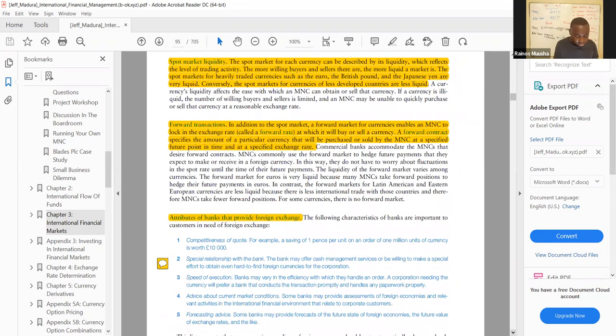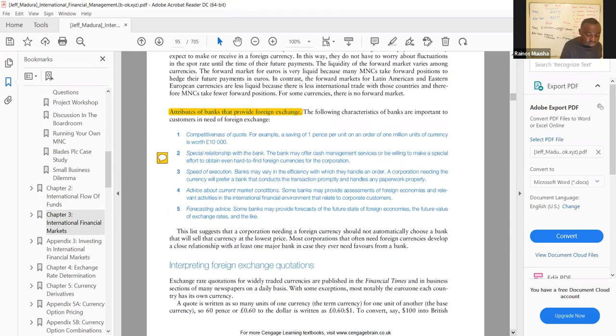In the next section, they look at the attributes of banks that provide foreign exchange. They say the following characteristics of banks are important to customers in need of foreign exchange, although we're not going to go through it in detail because I don't see anything that would be highly examinable. But in most cases, for customers looking to buy or sell foreign currency, these are the issues they take into account. They look at the competitiveness of the quote when they are buying the foreign currency. They look at the special relationship with the bank. Am I a customer of that bank, or am I not? Am I able to get a concession from them?